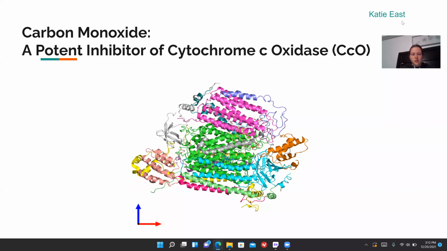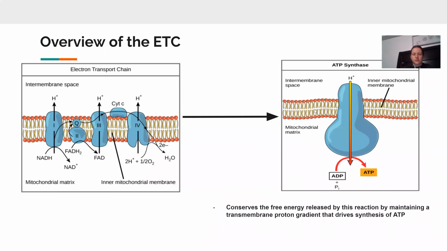Today I'm going to be talking about carbon monoxide and how it is a potent inhibitor of cytochrome C oxidase. Cytochrome C oxidase is an important component of the electron transport chain. It's also known as complex 4. Cytochrome C oxidase is important in catalyzing the reduction of O2 to form water.